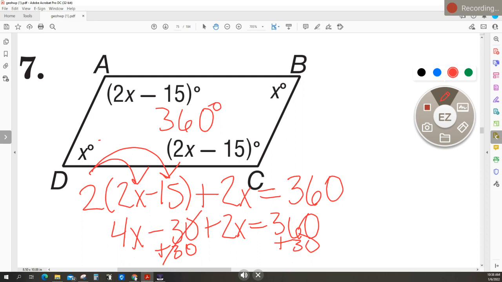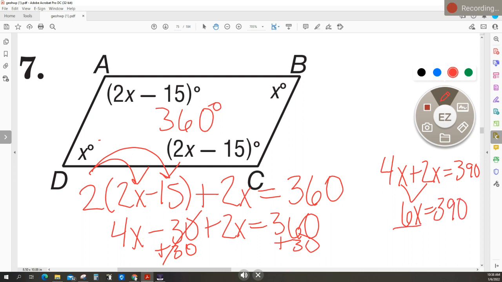So what does that leave us over there on that side? I'm going to have to jump over here. So 4x plus 2x equals 390, right? Now what? Add these. Combine these like terms and get 6x. Now what? Divide by 6. And what is x? 65. Now, is that our answer?